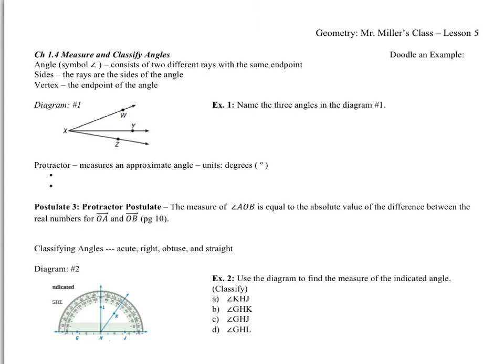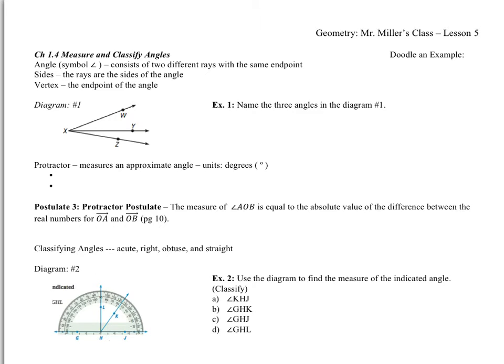Today we are going to be looking at chapter 1.4, Measure and Classify Angles. So we're going to define some terms first. First of all, we do have a symbol for an angle. Notice it's slightly different than your greater than or less than sign, and it's always pointing towards, or opening up towards, whatever angle we're going to have.